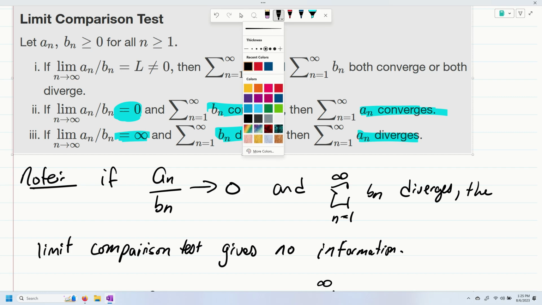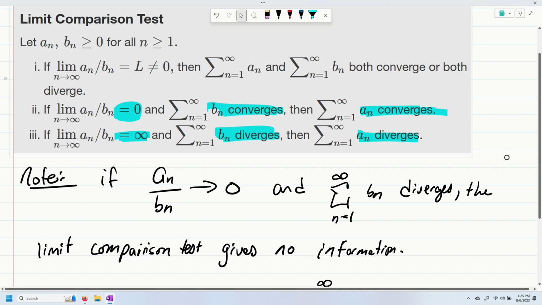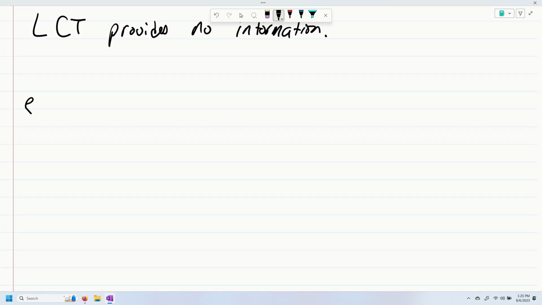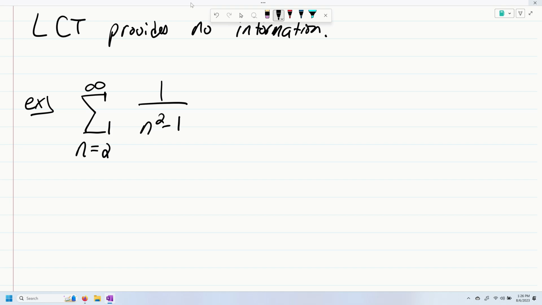So let's look at one that I think we would be familiar with. So here's an example, and it's going to look similar to what we had previously, but it's not. Initially you may be thinking, oh, well, I'll just use the comparison test and I'll compare it to a p-series of 1 over n to the second. But the problem is, you probably want to compare this with this right here.